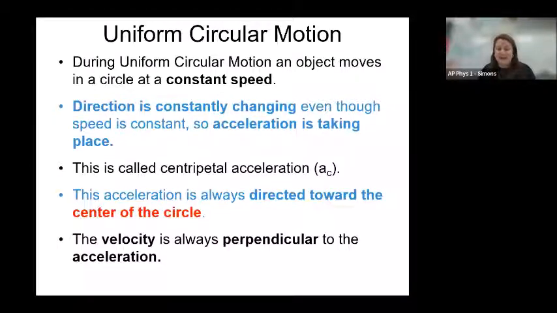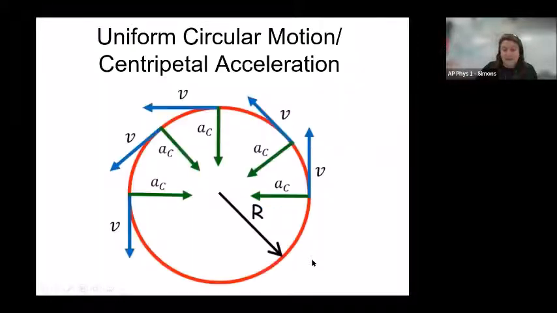The velocity, however, is always perpendicular to acceleration. The velocity itself is tangential to the circle path. So if this is our circular path, the velocity is tangent to the curve at whatever point, whereas the acceleration points to the center. And those are always going to be at a 90-degree angle to each other.